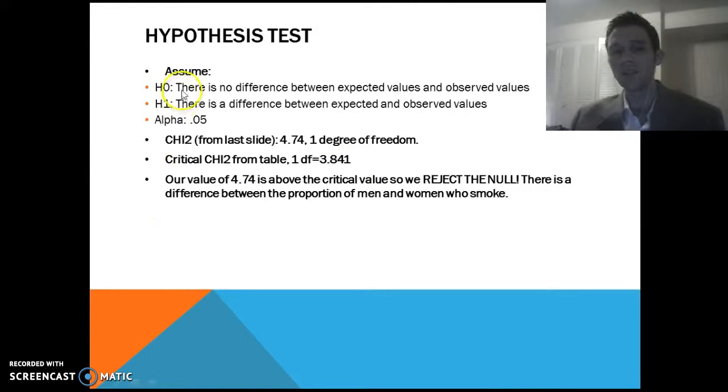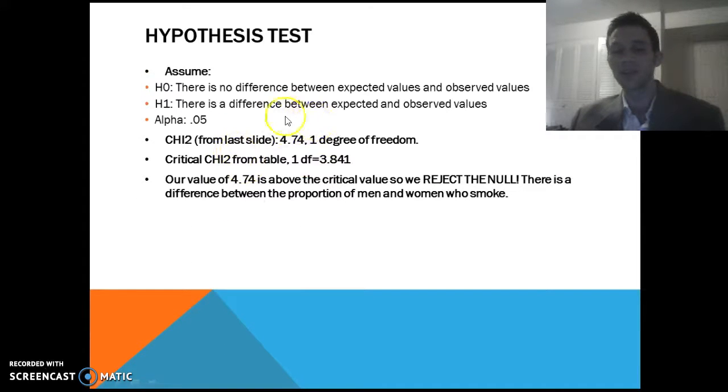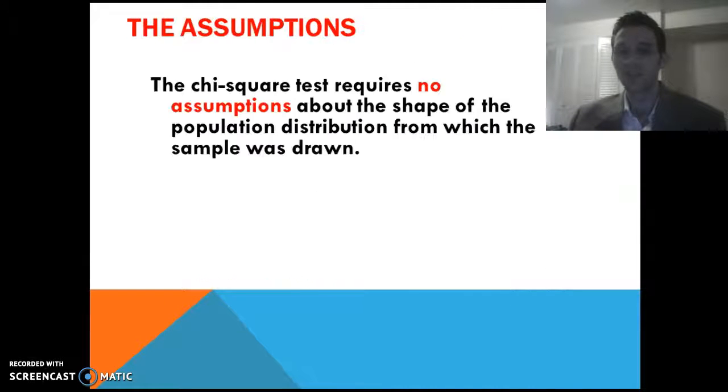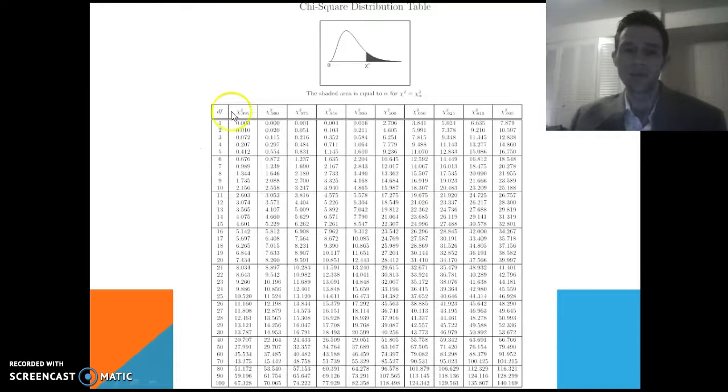So if we think about the assumptions in our hypothesis test, the setup, the null is that there's no difference between these categories. And the alternative is that there is a difference. Our alpha is 0.05. And we have this chi-square of 4.74 from the last slide with 1 degree of freedom. We can look that up on the chi-square table. So if we go back to that, it'll take just a second. We start with the degrees of freedom, which we know are 1. In this case, not 4.